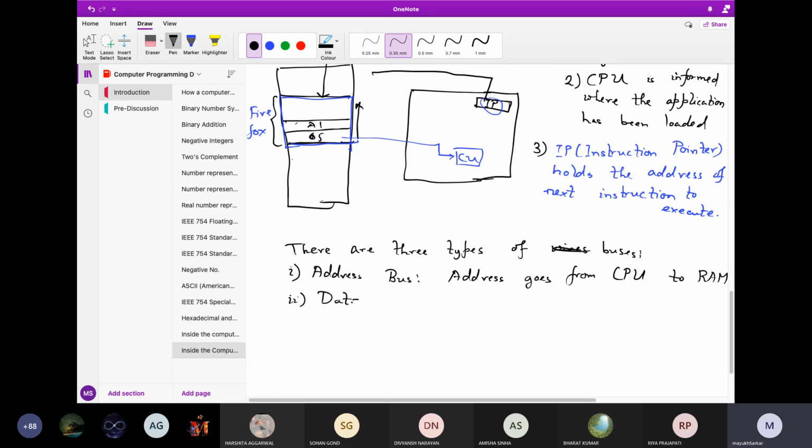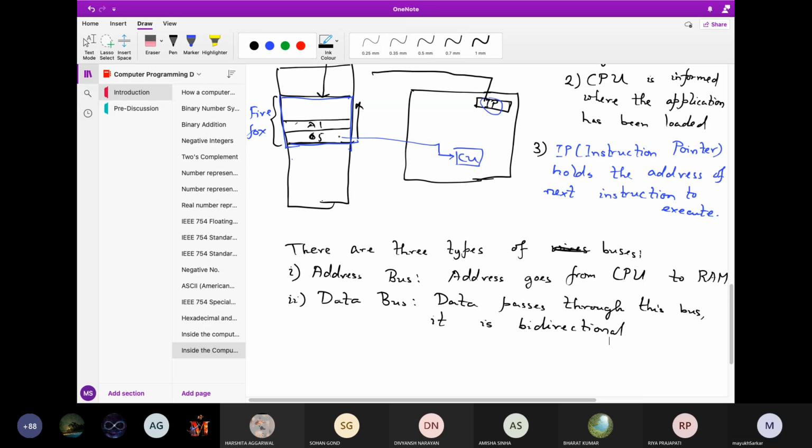Data bus. Data passes through this bus, and it is bidirectional. That means the data can come from RAM to CPU or CPU to RAM. It can go in both directions.